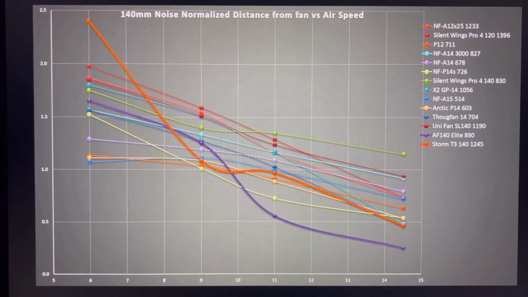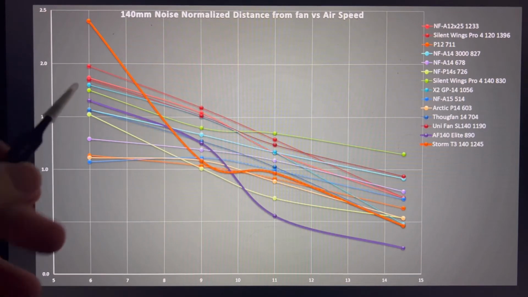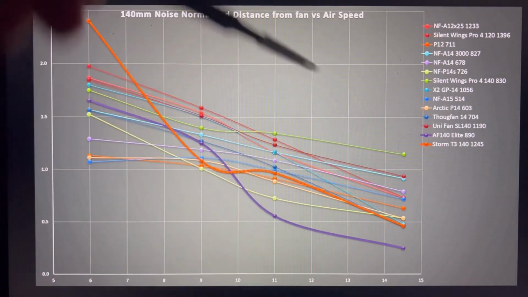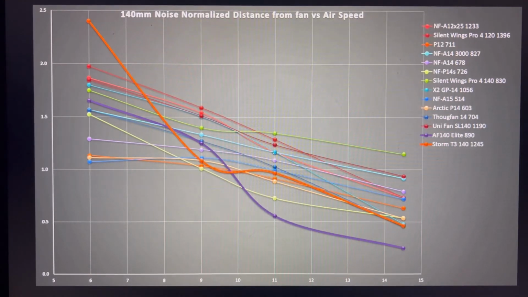It is basically holding a very flat line. It doesn't have the same top end in a 6-inch case, but it performs very well, and actually right at the end, at that 14.5-inch mark, it ends up being one of the top performers. The only fans beating it out are like the Silent Wings 4 Pro 140mm fan over here.